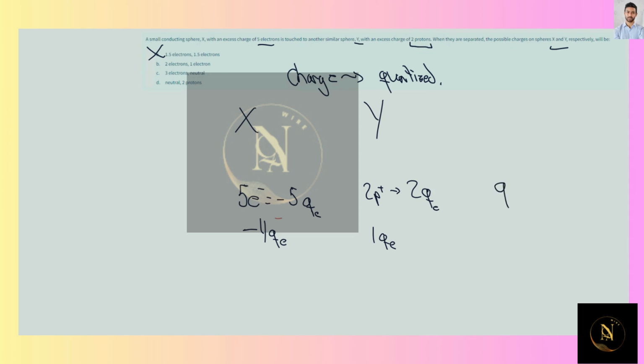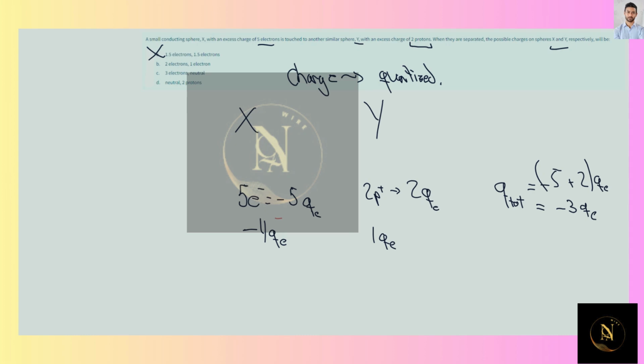Notice that the total charge needs to be conserved, and the total charge over here would be minus 5 plus 2 times the charge of the electron. So this is going to be equal to minus 3 times the charge of the electron. So all of the combinations that are going to give us minus 3 are going to be the correct ones. So that is going to happen whenever we have only one.